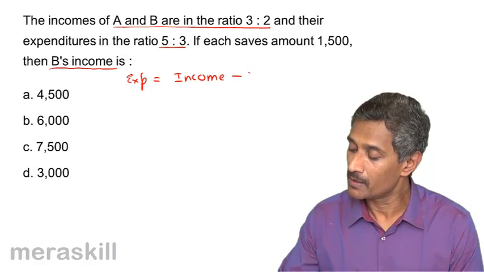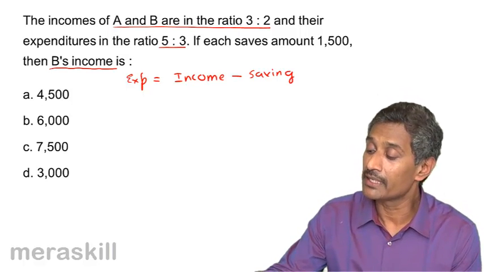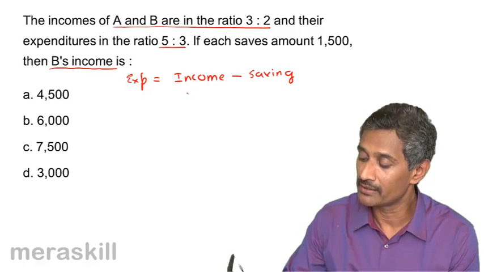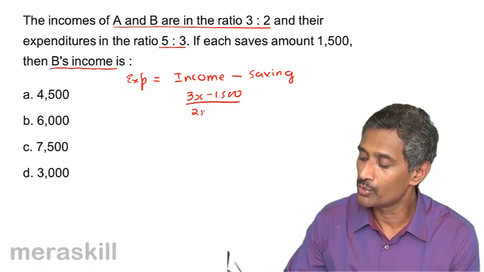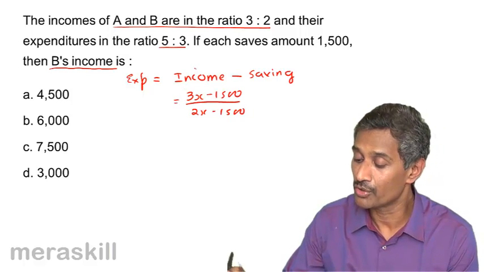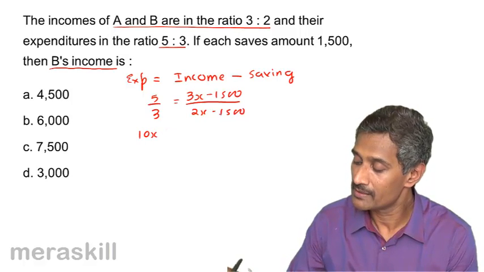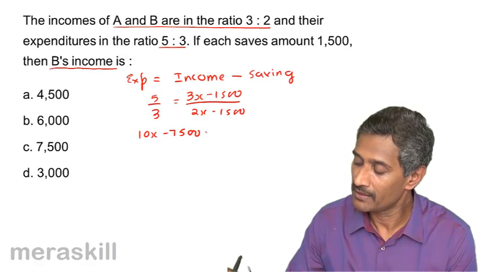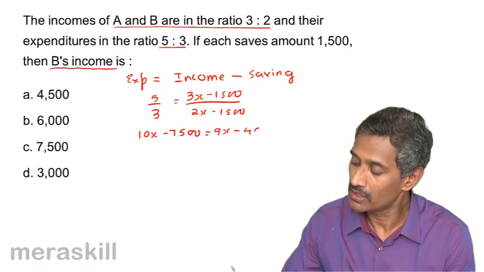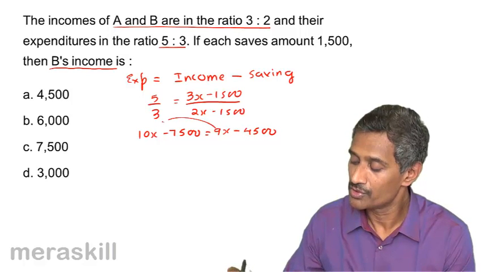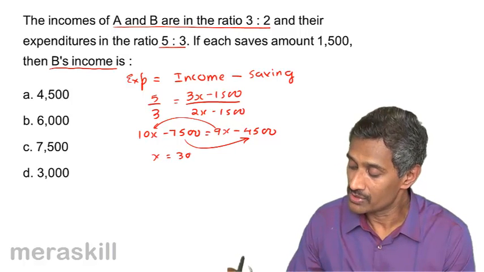minus savings. So you're going to get a ratio. You're taking the incomes as 3:2, so you're going to take the income as 3x and 2x. So it's going to be (3x minus 1500) upon (2x minus 1500) is the ratio of the expenses, which is 5/3. Cross multiply, you get 10x minus 7500 is 9x minus 4500. So if you shift this here and this here, you get x as 3000.